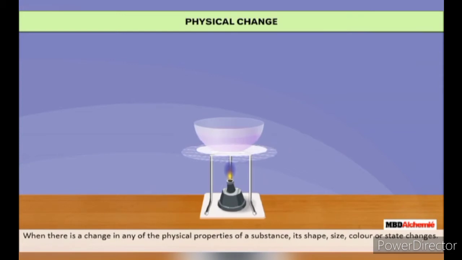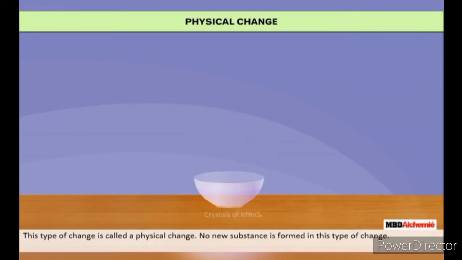When there is a change in any of the physical properties of a substance, its shape, size, color, or state changes. This type of change is called a physical change. No new substance is formed in this type of change. It is usually reversible.